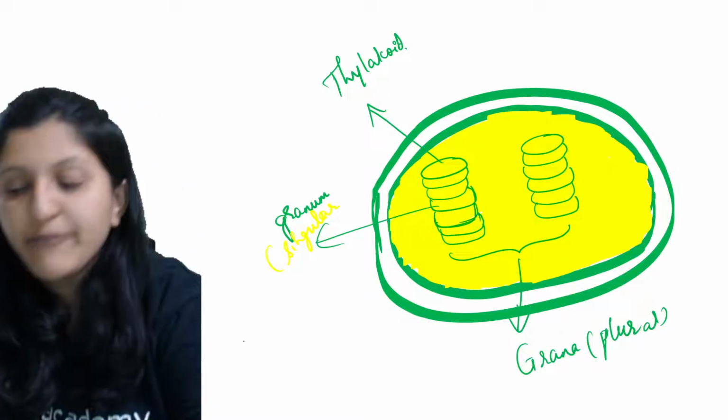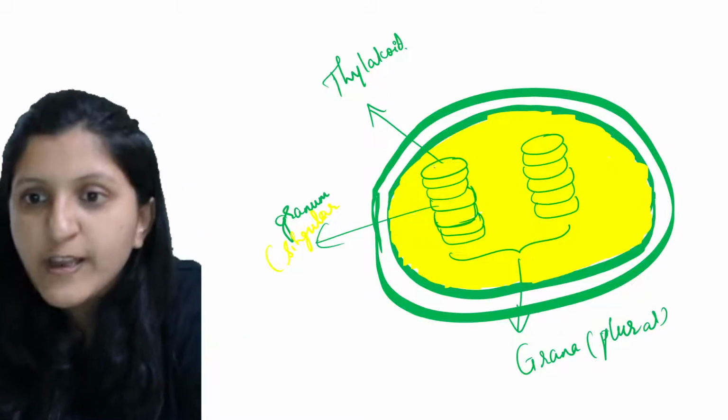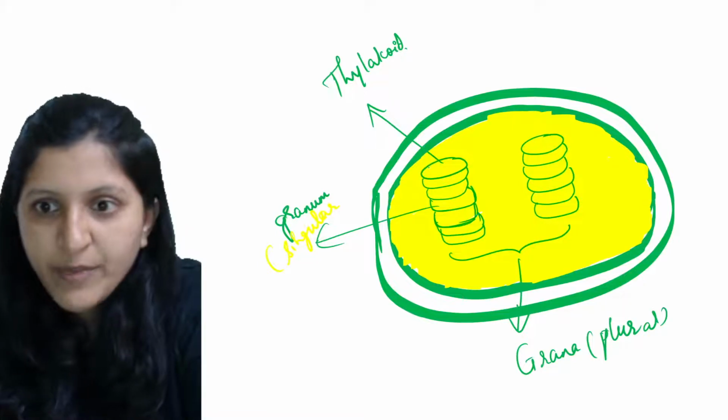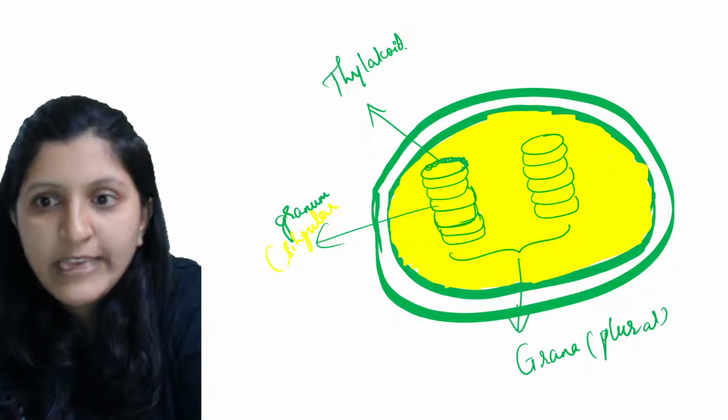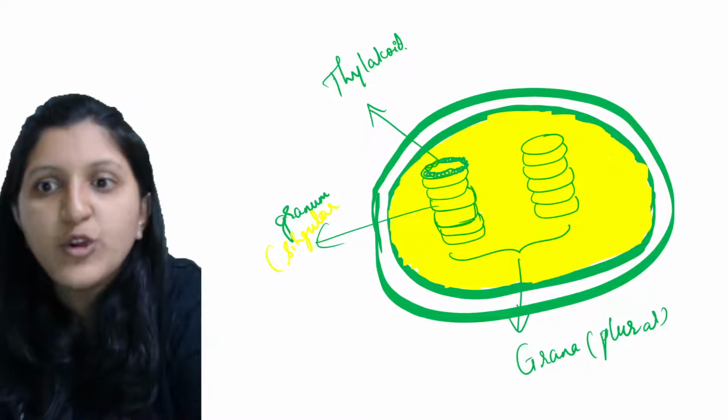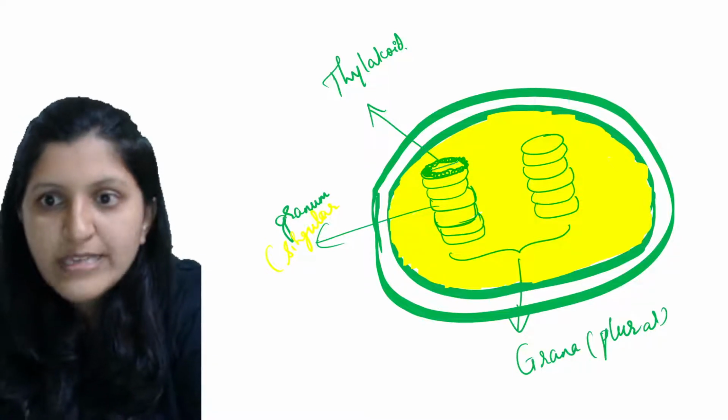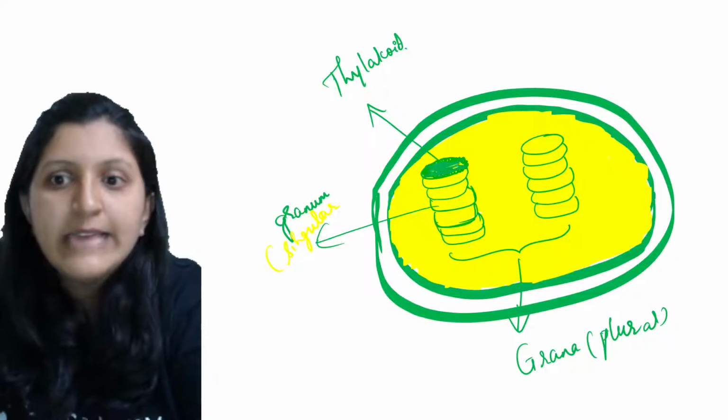Alright, so first I'll explain where exactly chlorophyll is present. This is the thylakoid membrane. You can find the membrane of the thylakoid. Here is where you can find chlorophyll. So chlorophyll is present here in the thylakoid.